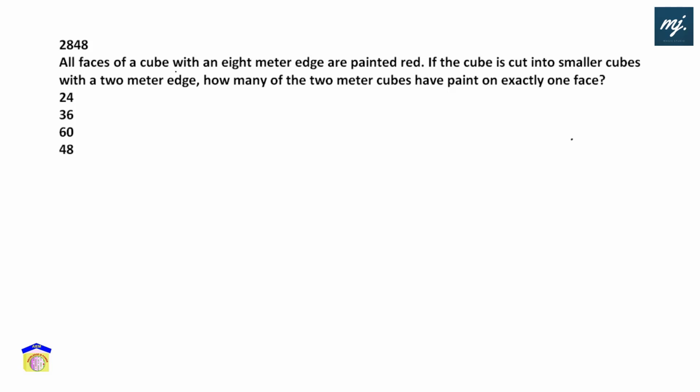All faces of a cube with an 8 meter edge, capital L is 8 meter, the big cube, are painted red. If the cube is cut into smaller cubes of a 2 meter edge, small l is 2, we first need to find the value of n, that is how many small cubes we can have on one edge, that is capital L by small l, that would be equals to 4.